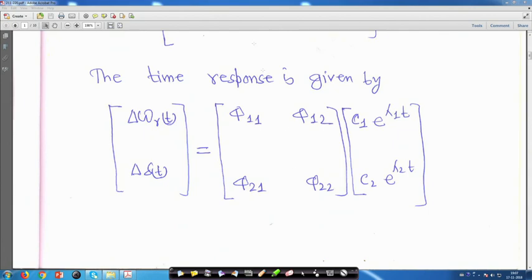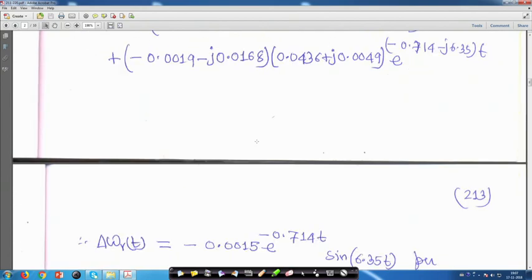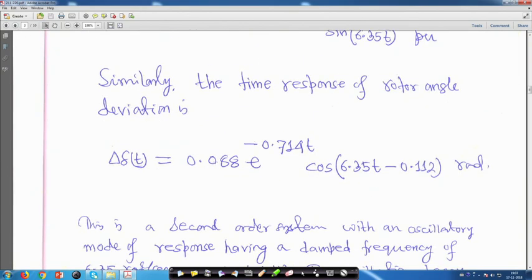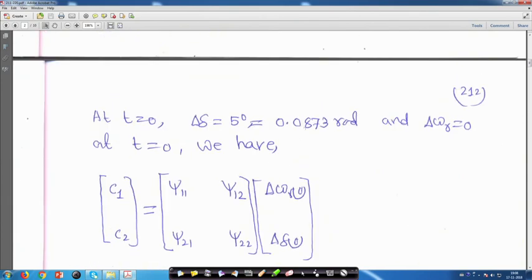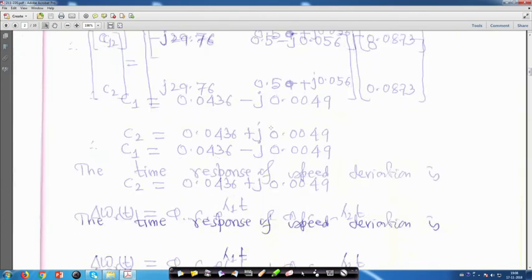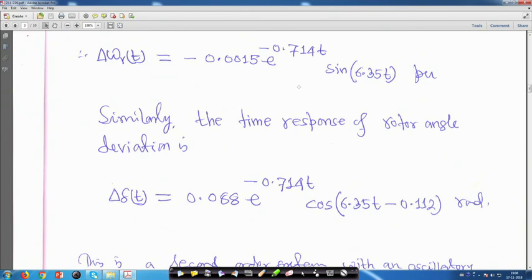Similarly, delta delta you will get 0.088 e to the power minus 0.714 t cosine of 6.35 t minus 0.11 t. Now, if you put t equal to 0, you will find delta delta at t equal to 0 becomes 5 degrees, or converted to radians, 0.0873 radian, right. From that you can make out that your response is correct. So, this is delta delta t and this is your delta omega t, the time response, right.